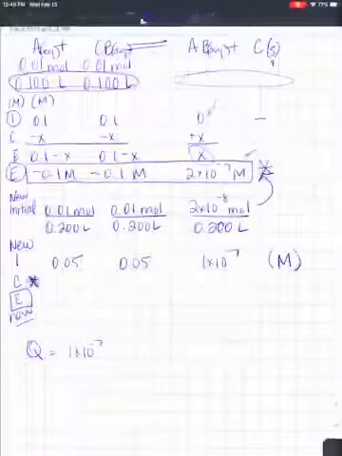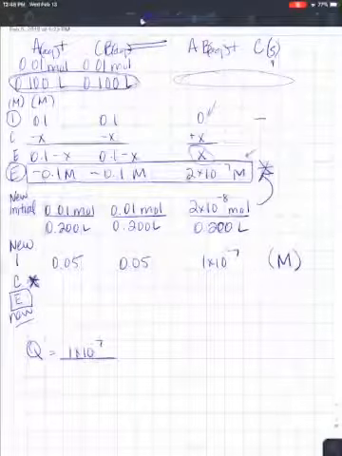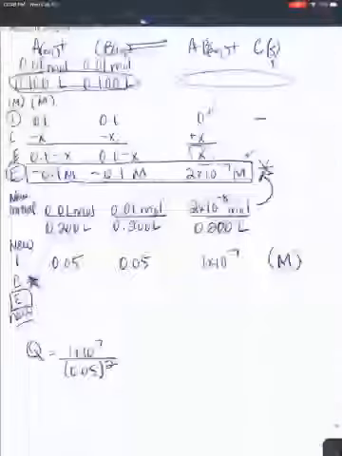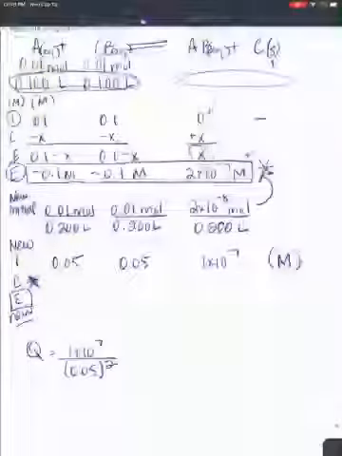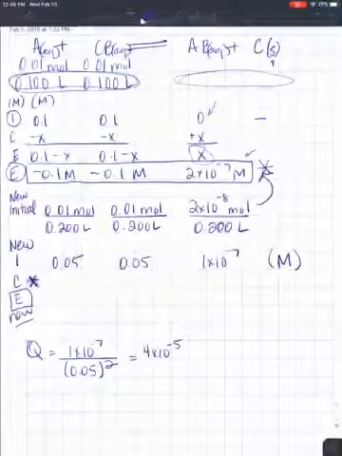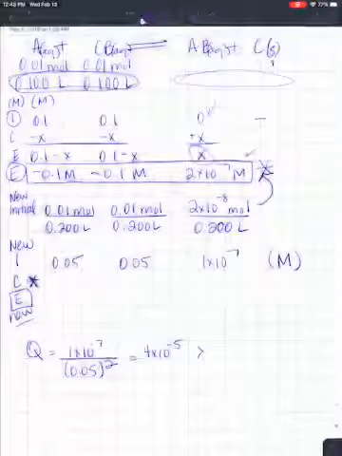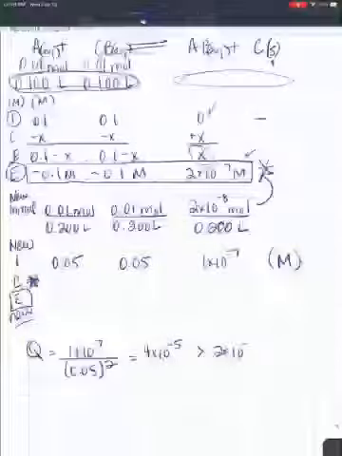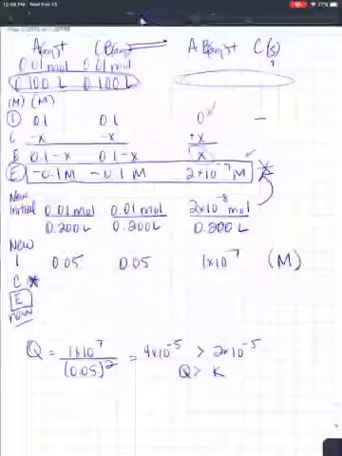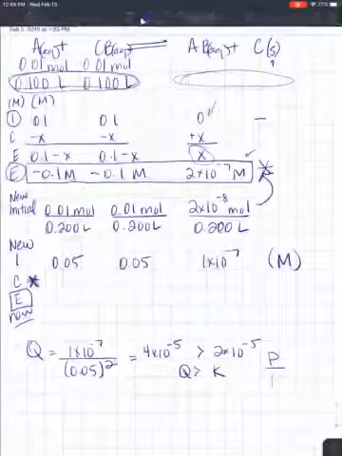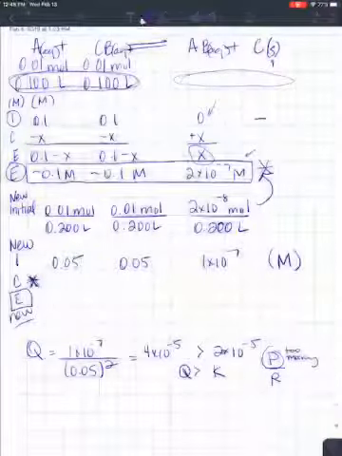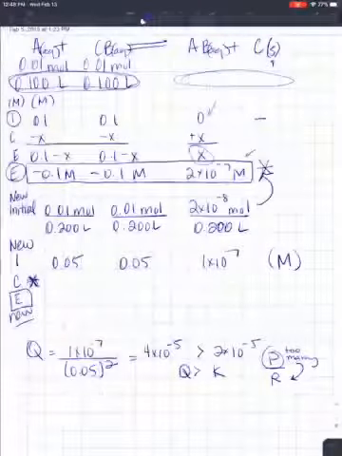We know that we have 1 times 10 to the minus 7 molar AB, which is our only product, and we have 0.5 molar A and CB, both of our reactants. So I can figure out Q. It's set up just like K, and I get a value of 4 times 10 to the minus 5, which happens to be bigger than 2 times 10 to the minus 5. So my Q is greater than my K, which means if I think in terms of products over reactants, there's too many products right now, so I'm probably going to consume them and shift towards reactants.